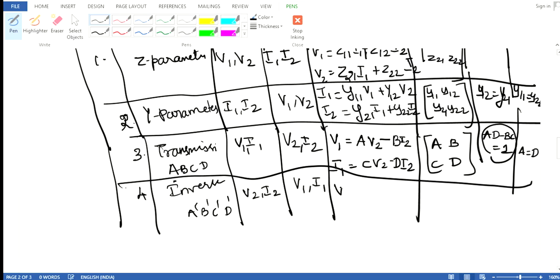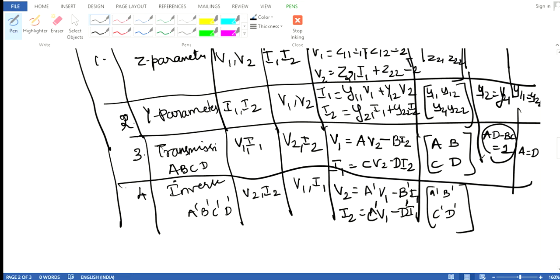And can you tell me the equation? Left hand side will be V2 I2, equal to what letter? A dash. So don't write the letter A, it is A dash. A dash into V1 minus B dash into I1. And I2 will be equal to C dash into V1 minus D dash into I1. And this matrix will be A dash, B dash, C dash, and D dash.